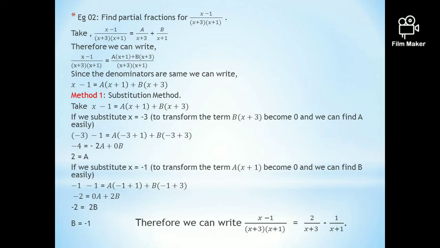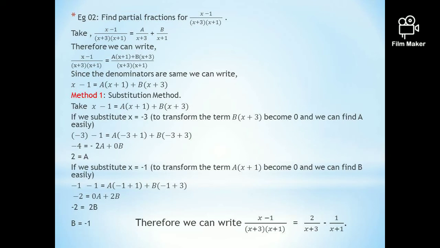What you need to do is initially split into the two fractions, x plus 3 and x plus 1. Then fill up with two letters a and b. Then it will turn into (x minus 1) over (x plus 3) times (x plus 1) is equal to a over x plus 3 plus b over x plus 1. When you simplify the right hand side, you can take the LCM (x plus 3) into (x plus 1). Then there are x plus 1 terms for the denominator, and x plus 3 times x plus 1 for x plus 3.